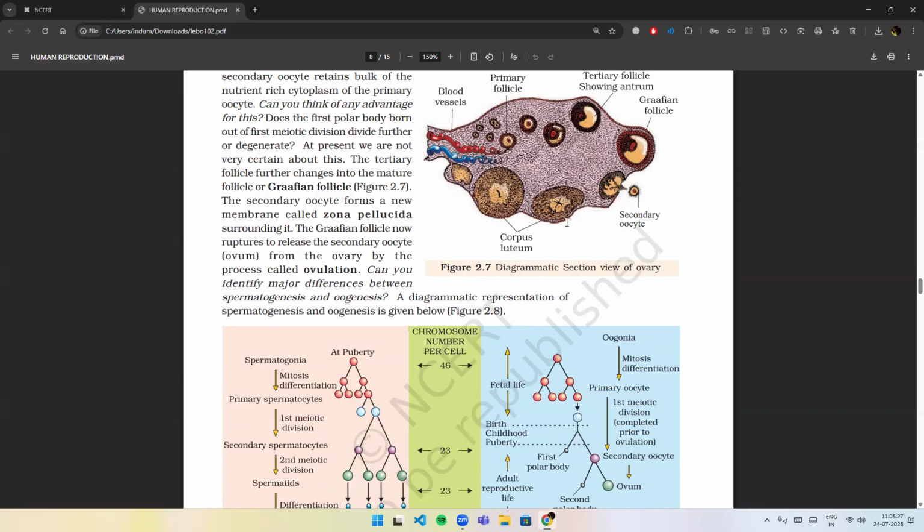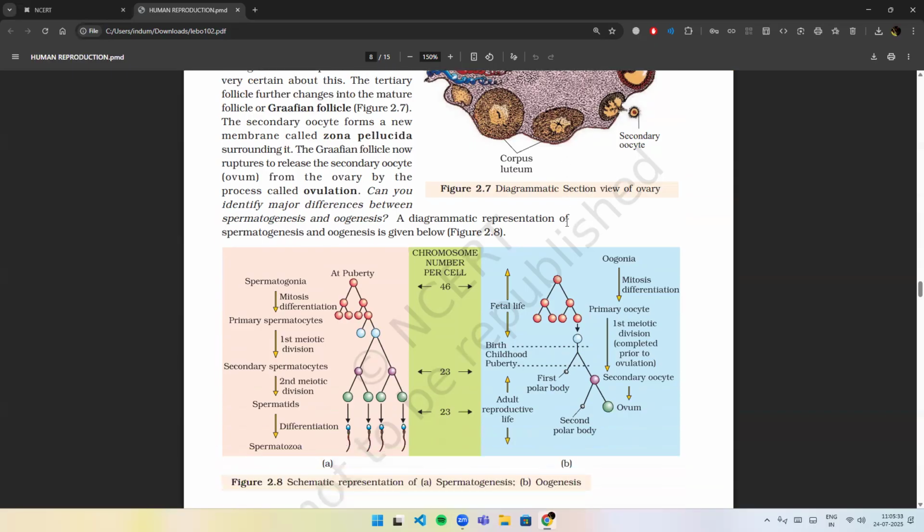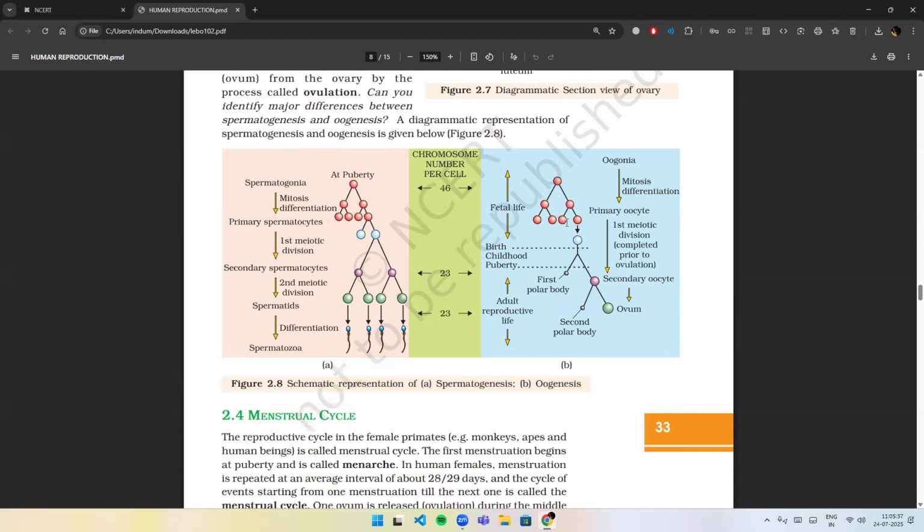Can you identify major differences between spermatogenesis and oogenesis? A diagrammatic representation of spermatogenesis and oogenesis is given below, figure 2.8.